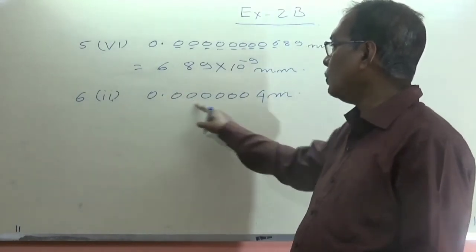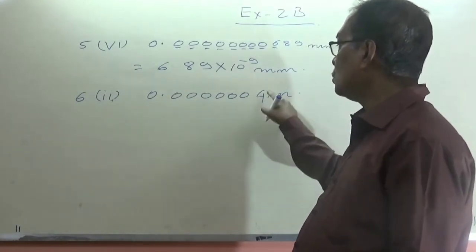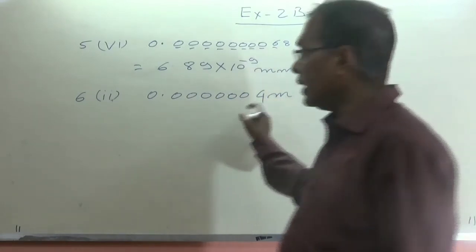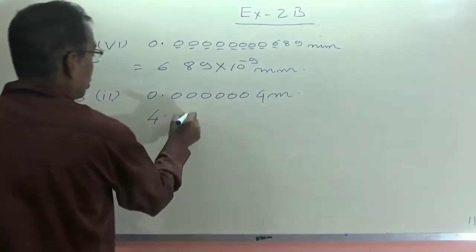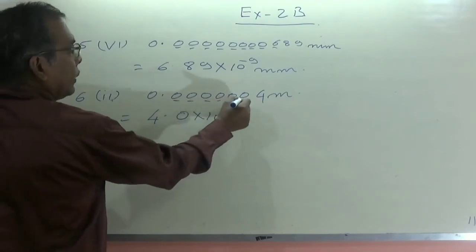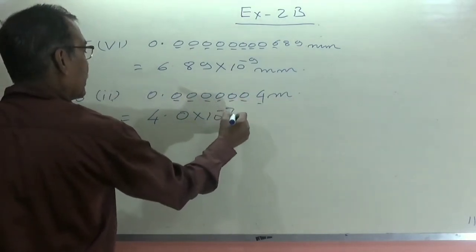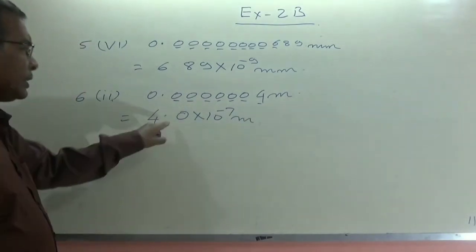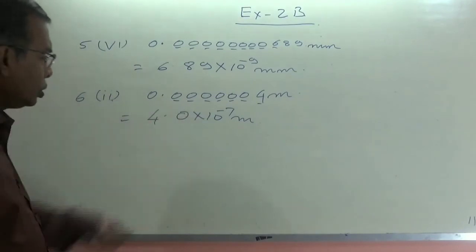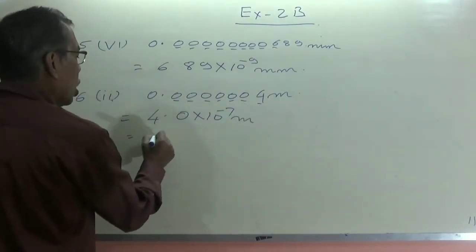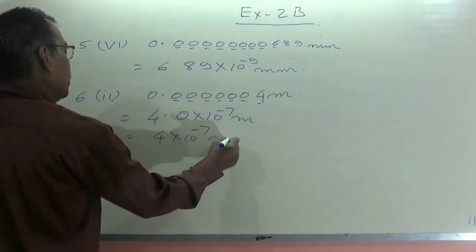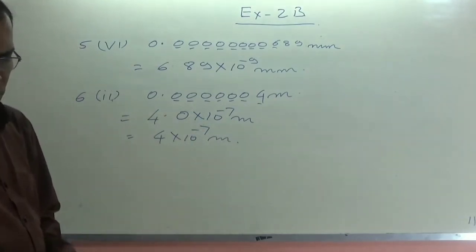These decimals I want to change, I want to save to here. That is 1, 2, 3, 4, 5, 6, 7 digits jump. That is 4.0 into 10 to the power minus 7 meter. Now you can say, sir, after the decimals, zeros value is useless as I have told you. So you can write the answer here without putting the 0, into 10 to the power minus 7 meter. The size of a bacteria is this much.